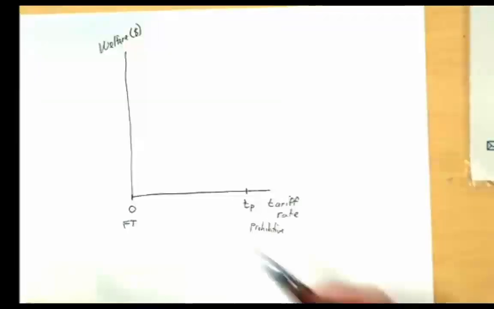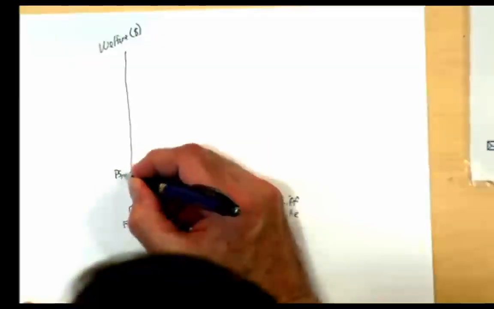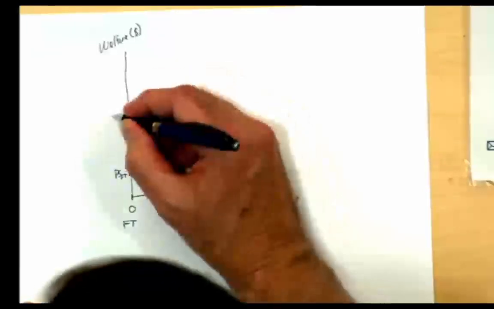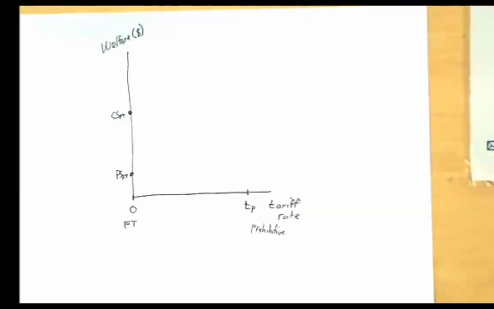Come back over here. I'm going to mark on the vertical axis some level of surplus. I'm going to call that producer surplus in free trade. And I'm going to pick some number up here and let that represent consumer surplus in free trade. Again, corresponding to the areas on the graph.